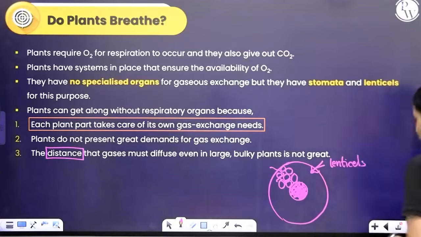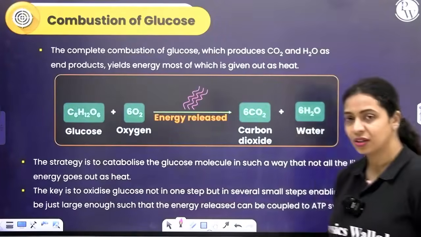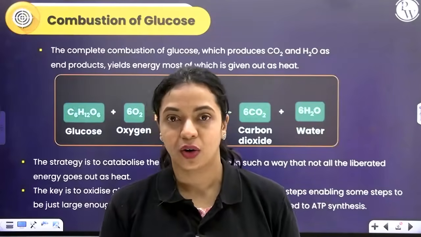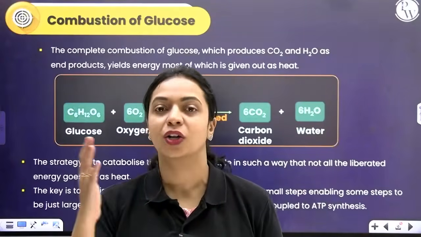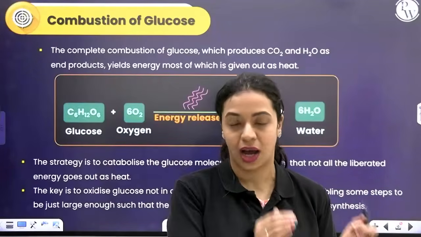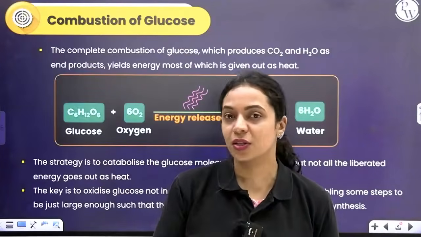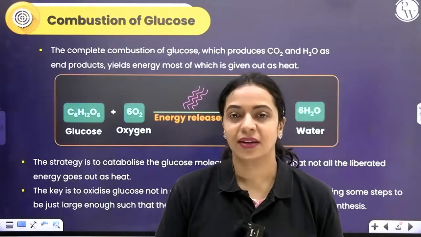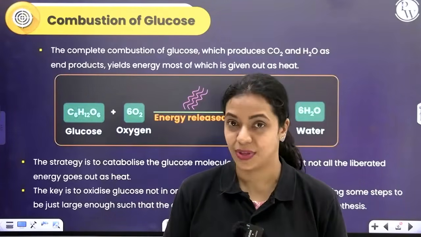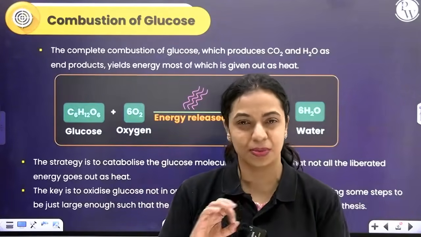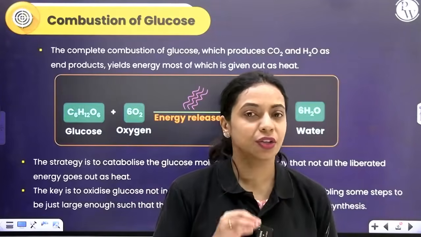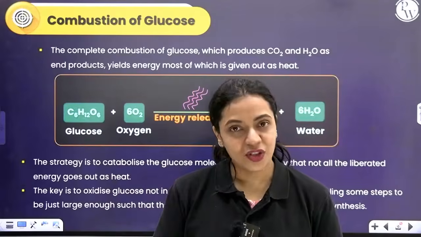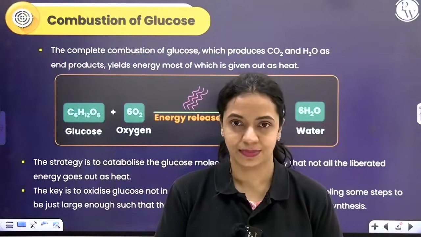Okay, now let's talk about respiration of glucose. In this chapter, we are focusing on how energy is obtained when glucose gets broken down. We're focusing on glucose because it is the most preferred substrate for any cell. When glucose combustion happens outside a living body, whenever glucose is burnt, carbon dioxide will get released and energy is liberated in the form of heat, right?